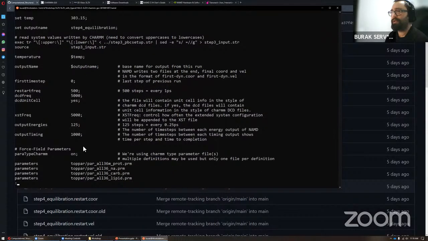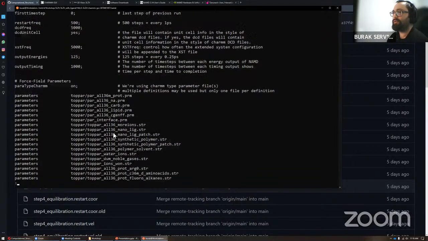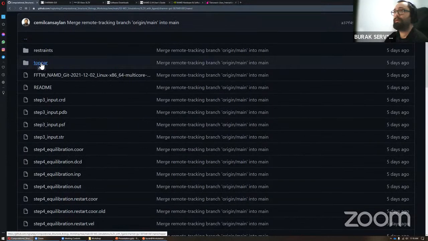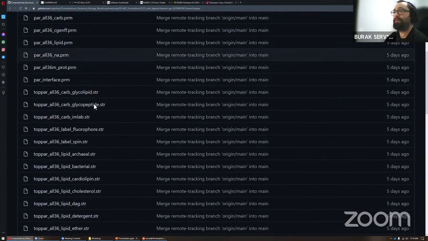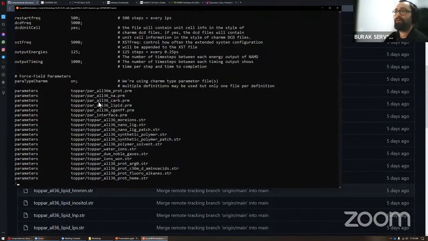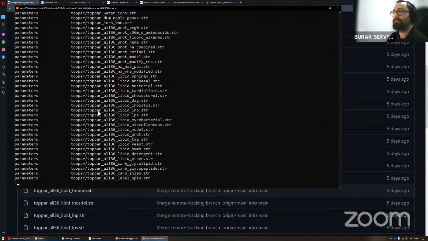Now we should continue to the next part. You can see we have force field parameters. For our system, the first parameter file, the topology file, is actually enough. But CHARMM-GUI adds all parameter files in your folder, and again, we can check together. You can see we have the toppar folder and all the parameter files in there. And you can call the parameter files with this command, and NAMD will find these files automatically.